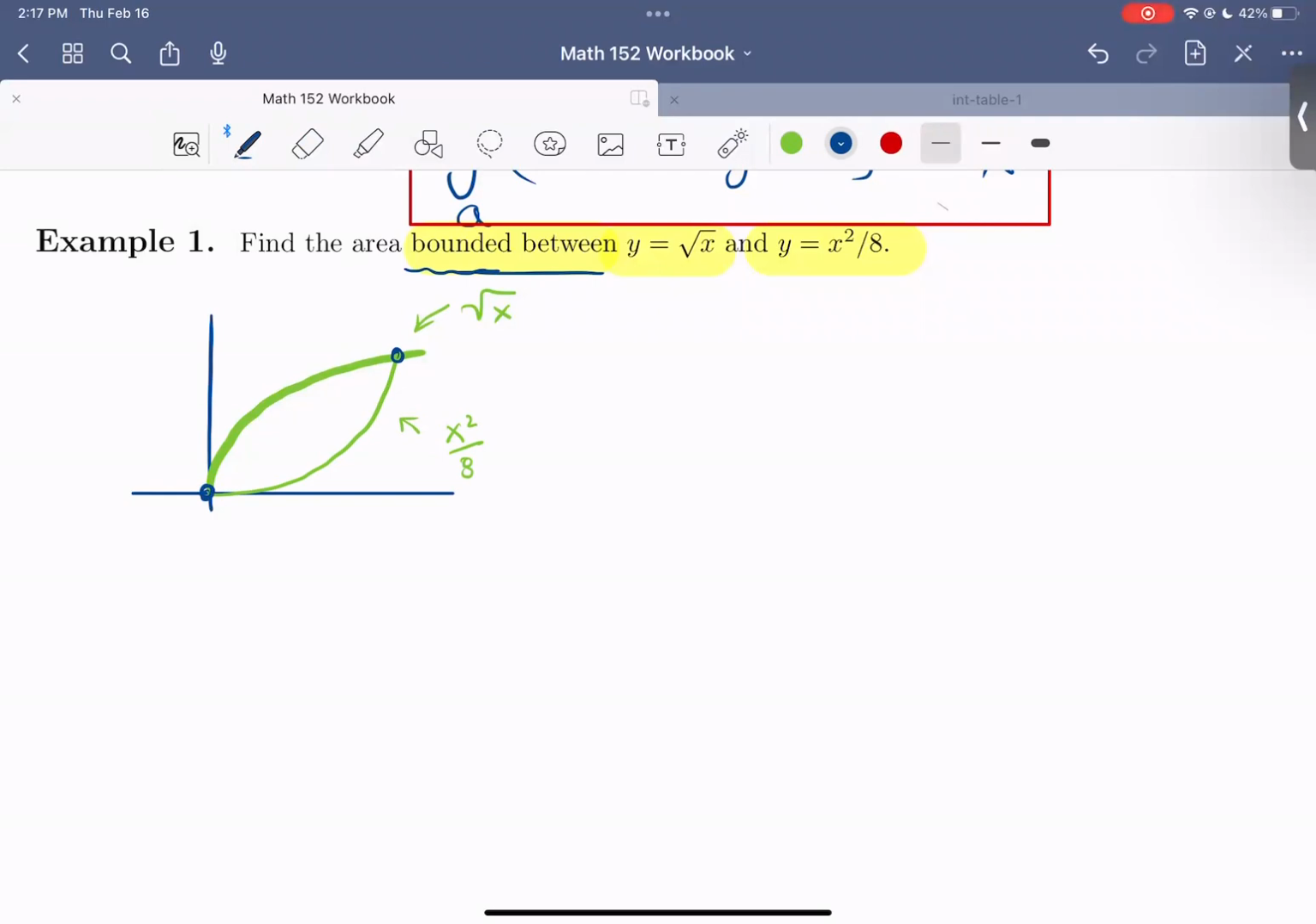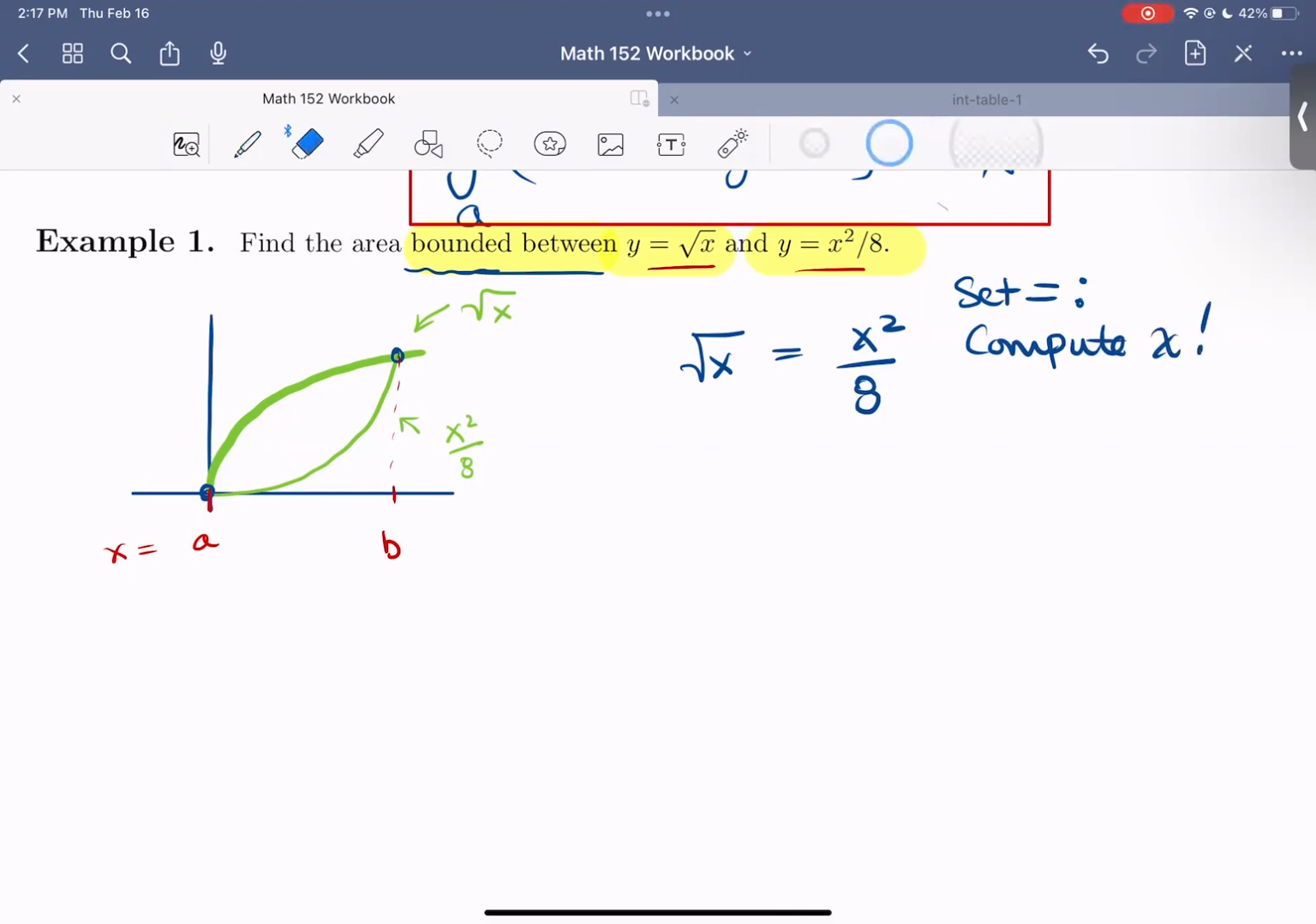So what we need to determine, if we're computing this area in between these two functions and interpreting this as an integral, is where we start. We'll call that A. And we need to know where we end. Let's call that B. So how are we going to determine those two values? Well, these x values are where these two functions intersect, which means it is where these two functions are equal to each other. So we're going to set them equal and then find the x value that makes that equation true.